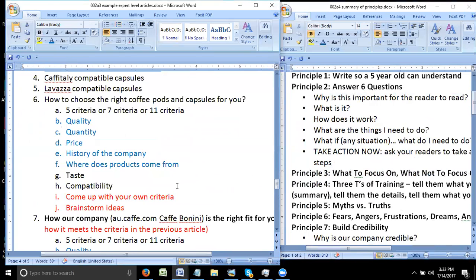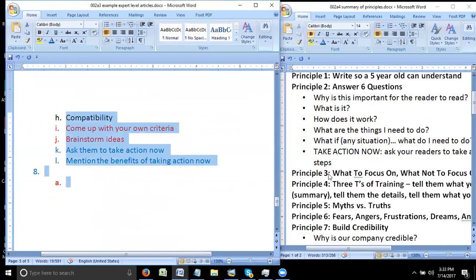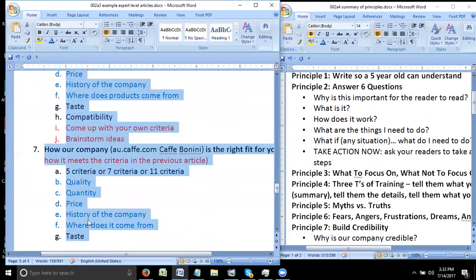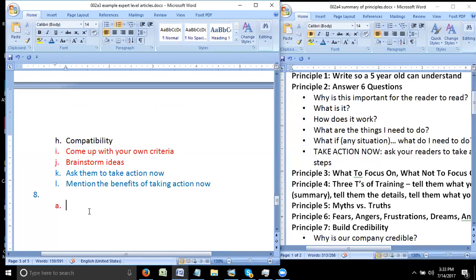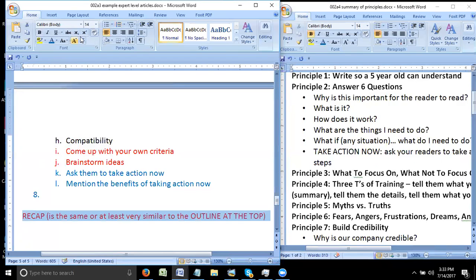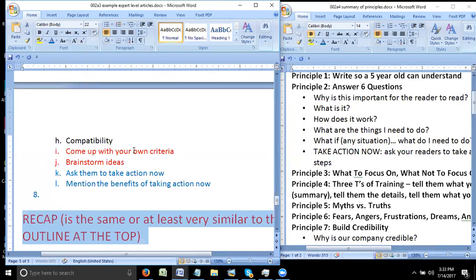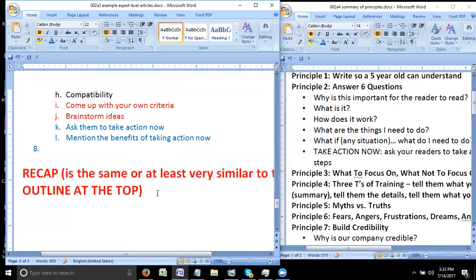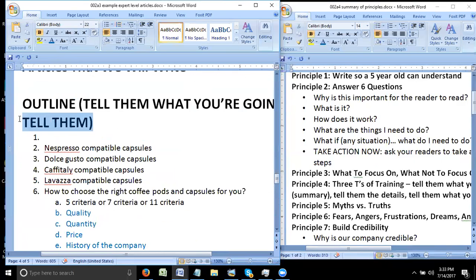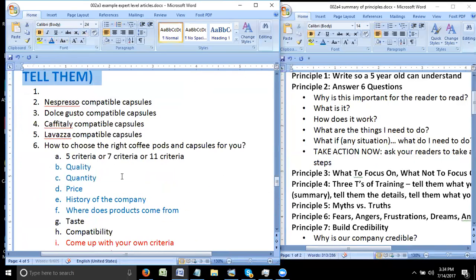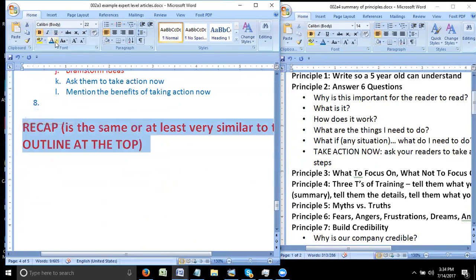And once we're actually done, we just copy this outline and we paste it at the bottom, and that will be the recap. It is the same, or at least very similar to the outline at the top. So that's the beauty of this, is that you can reuse a lot of the work that you are doing. I'm going to highlight this in blue because that can be used in any industry.